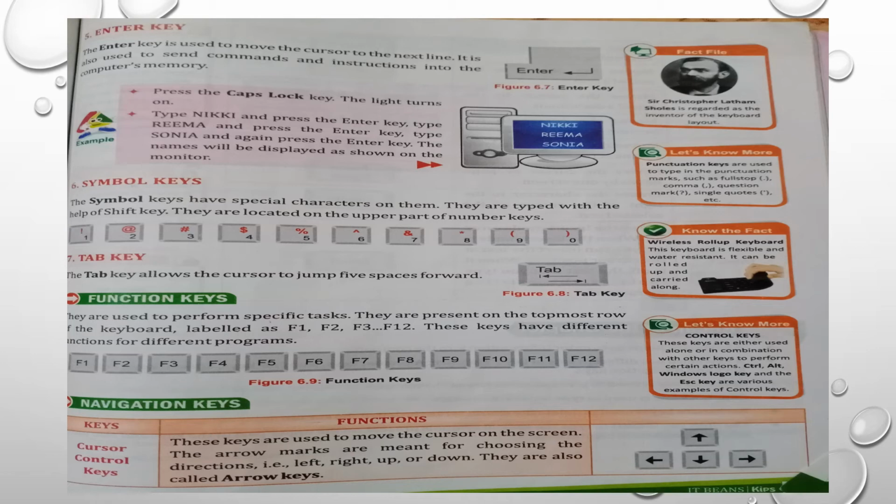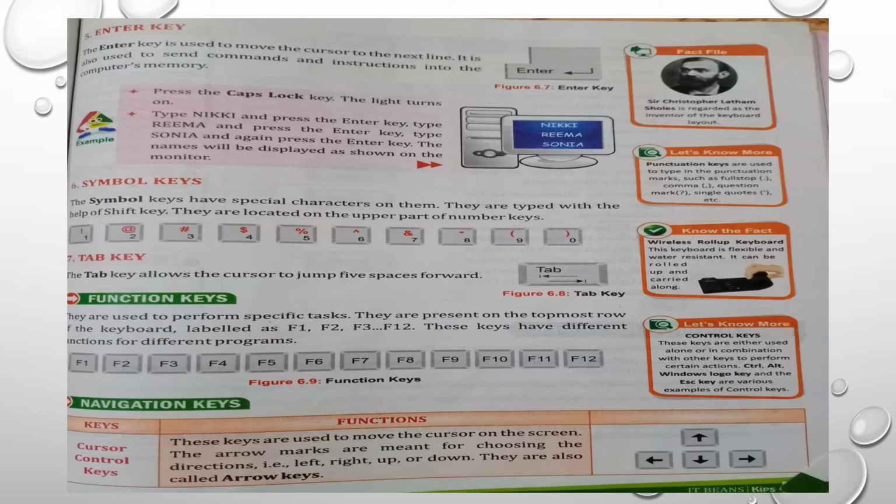Then function keys. These are used to perform specific tasks. They are present on the topmost row of the keyboard, labeled as F1, F2, F3 up to F12. These keys have different functions for different programs. Now let's see the function of each and every key.